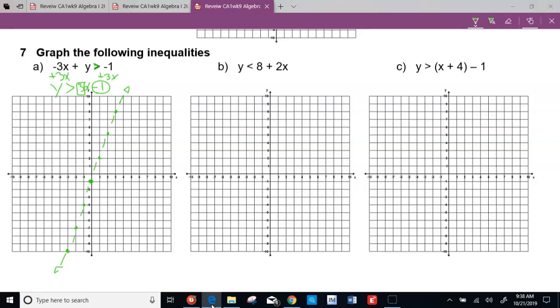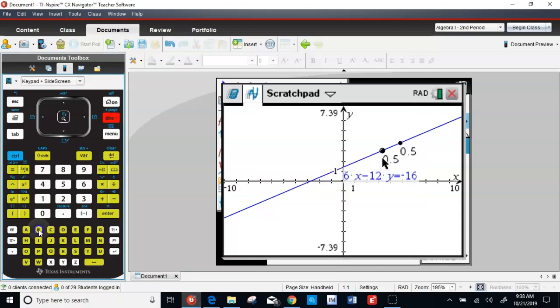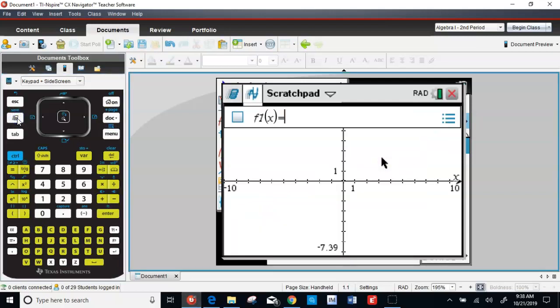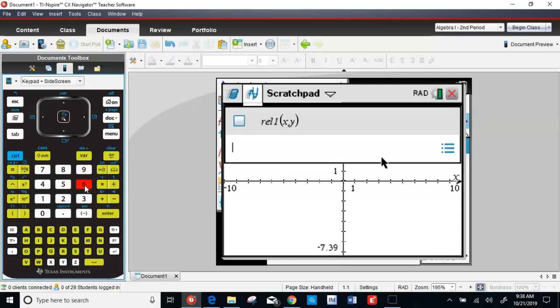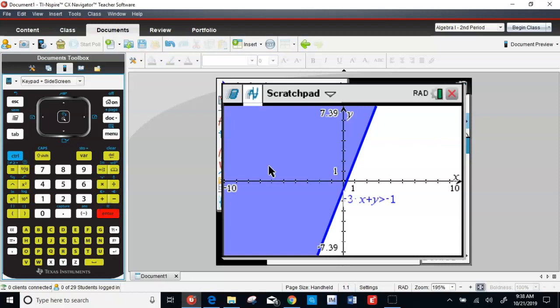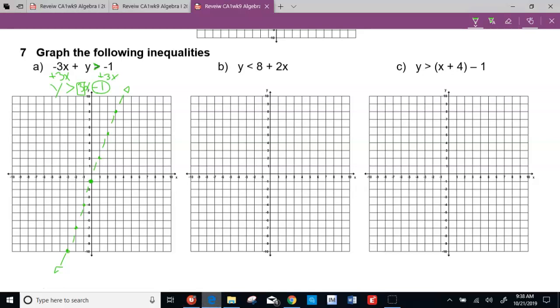I could pick a test point and see which one makes it true, or I can just go ahead and use my calculator, which I'm going to do just to remind you guys on how to do the inequalities. So back over here, remember, you cannot graph an inequality if there's an equal sign on your screen. So delete that out. I'm going to go ahead and just graph it straight up as a relation the way it was in the beginning. And the graph was negative 3x plus y is greater than negative 1. Enter. There's my graph, and it's shaded to the left. So I'll go ahead and shade everything over here on the left side of my line.